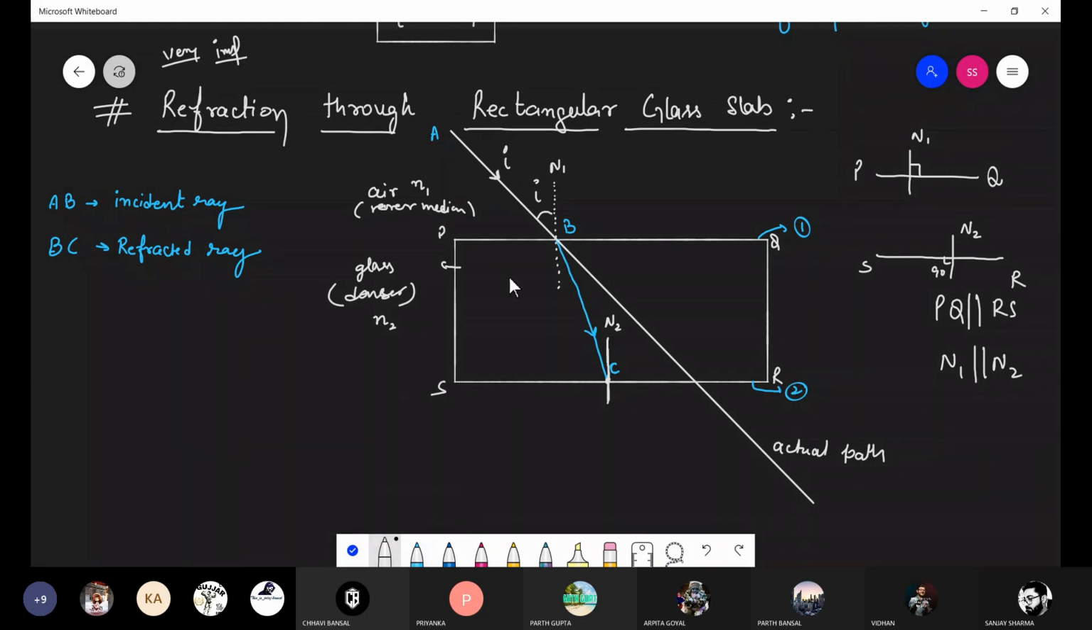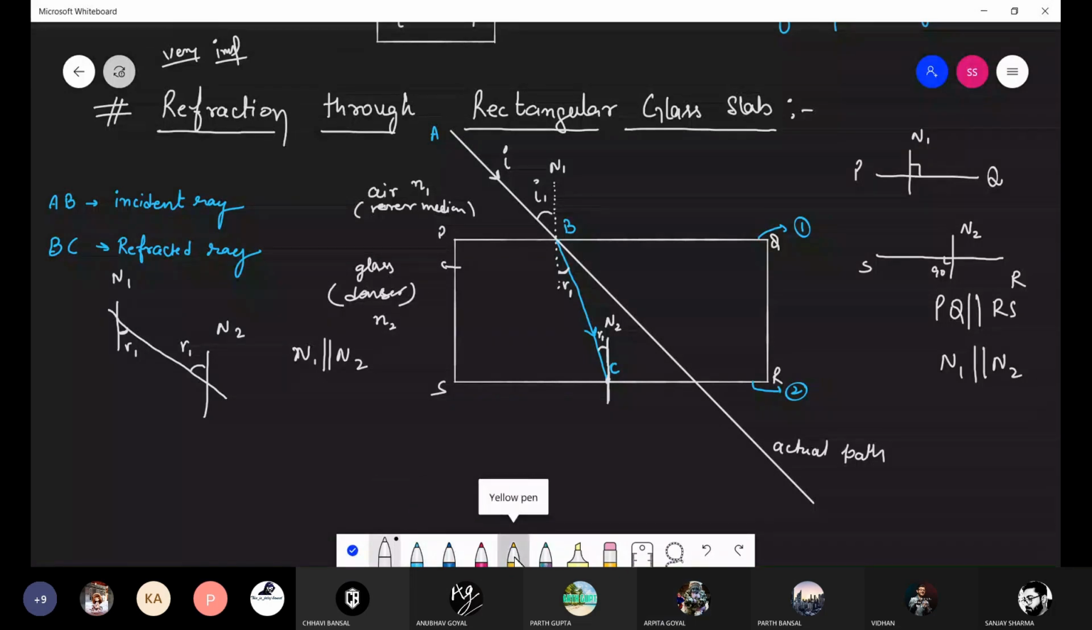So this is the incident angle. This is the refraction angle, say R1. If this is R1, then this angle is also R1. Yes or no? Please tell me. Yes. And finally the ray will emerge out.